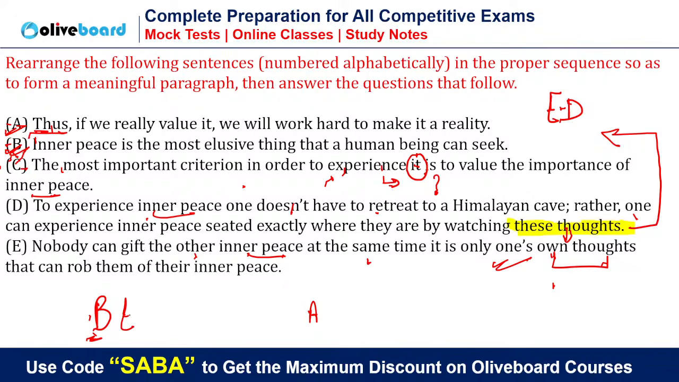So first E will come, then D will come, and then you can say is to value the importance, and then C. Can you see the word value? If we really value it. So the most important criterion in order to experience is to value the importance of inner peace, and thus if we really value it, B, E, D, C, A.